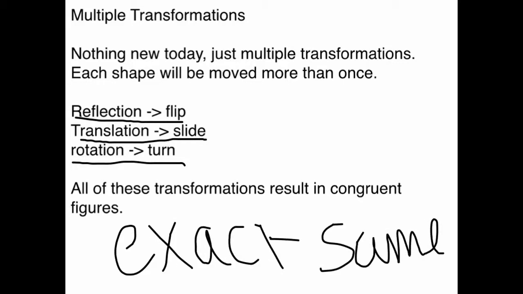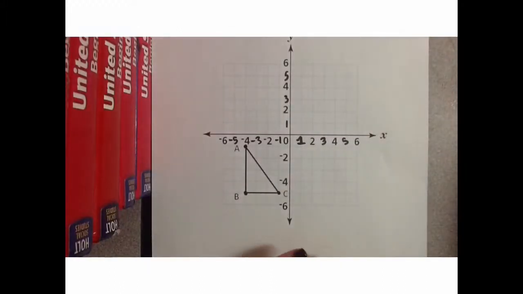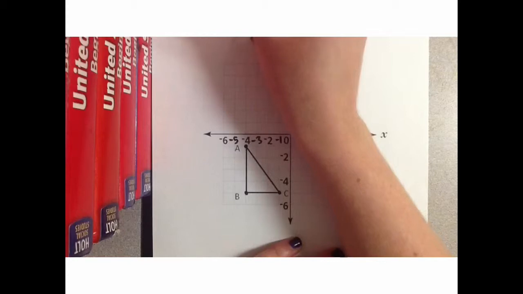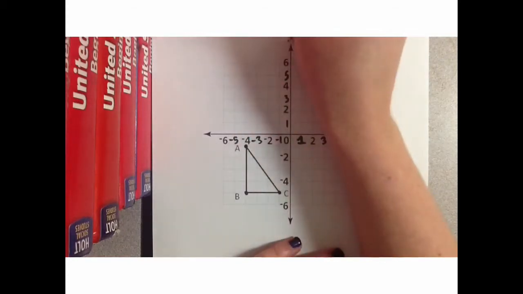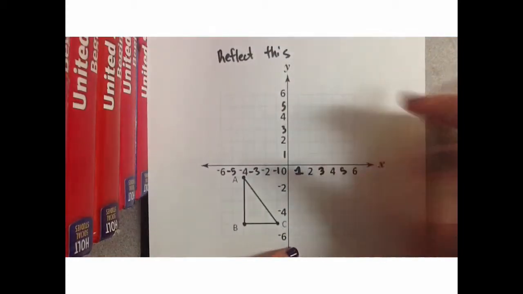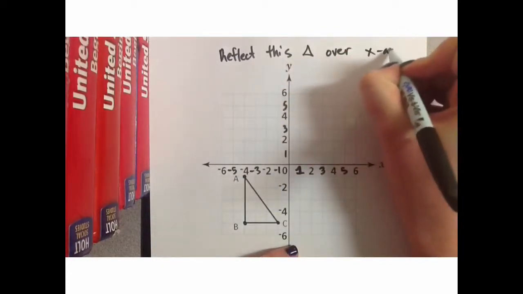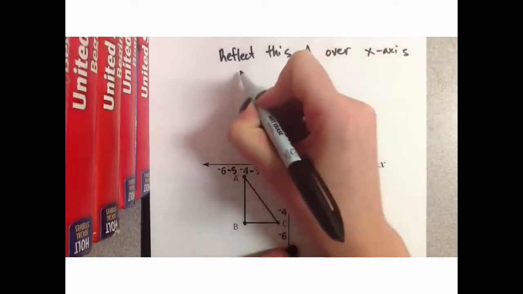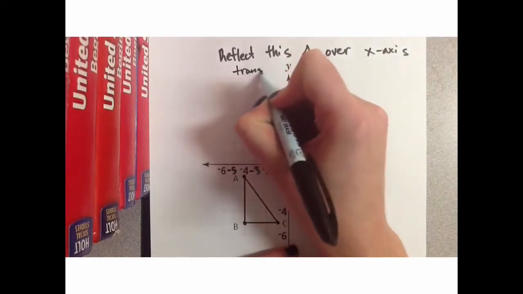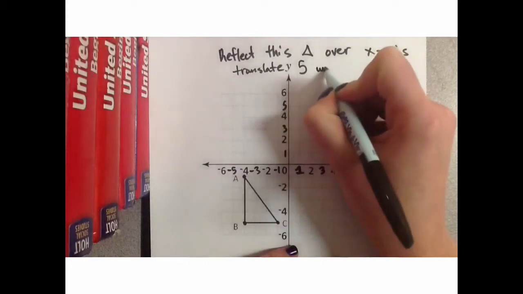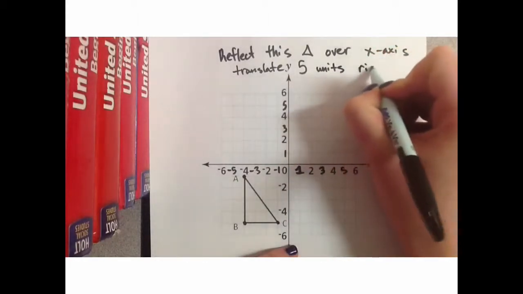All right, guys, for our first example, what we're going to do is we're going to reflect this triangle over the x-axis, and then we're going to translate it 5 units to the right.